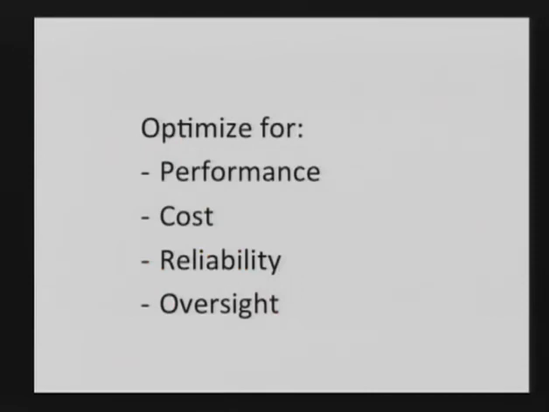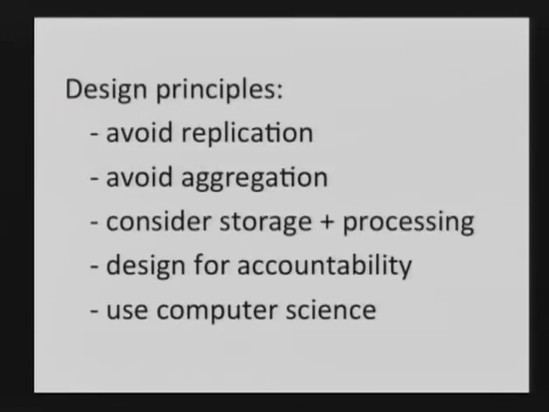Okay, so what is it we want from this kind of analysis? We want to optimize for performance, obviously, for cost, for reliability, the usual things. We also want to optimize for oversight. That is, we want to optimize the design of the system so that we can understand what's happening, and so it's easy to detect abuse or easy for the agency to show that there hasn't been abuse if there hasn't. So we can derive some pretty easy design principles from that.